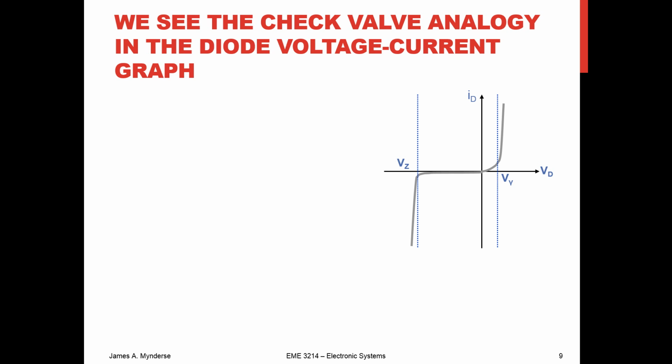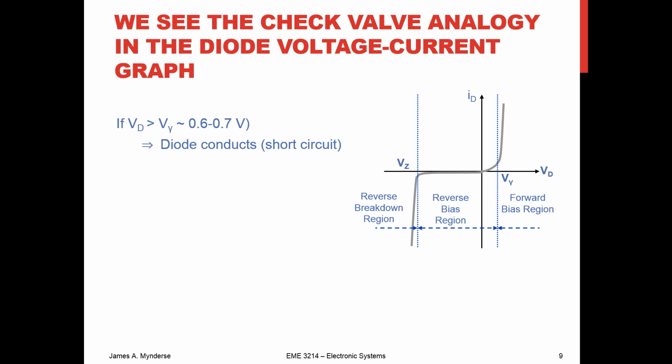If we're somewhere between Vy and Vz, which is our reverse limit before we break the whole thing, no current flows. And if we go lower than Vz, we've pushed current the wrong direction, it'll go ahead and flow the wrong direction. So we call that wrong direction the reverse breakdown region. In the correct direction, where we've exceeded our initial threshold and current starts to flow, we call that the forward bias region. And in the middle, we call it the reverse bias region.